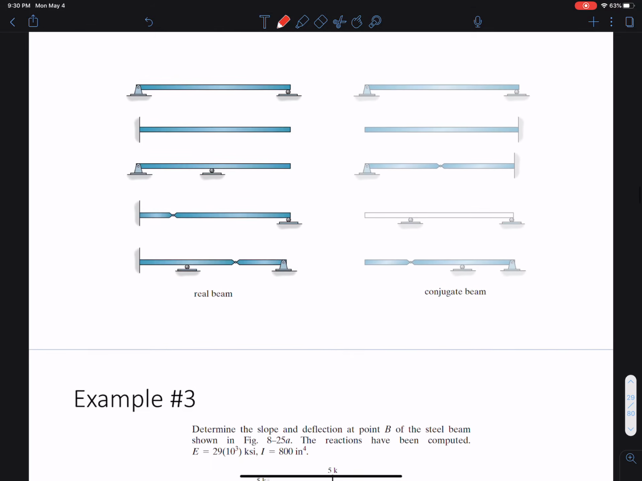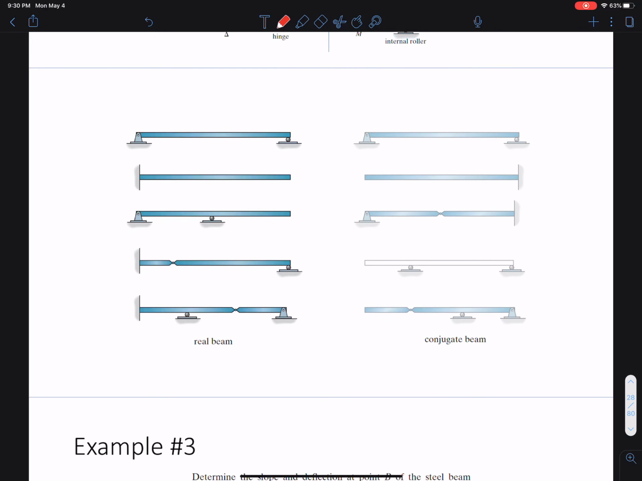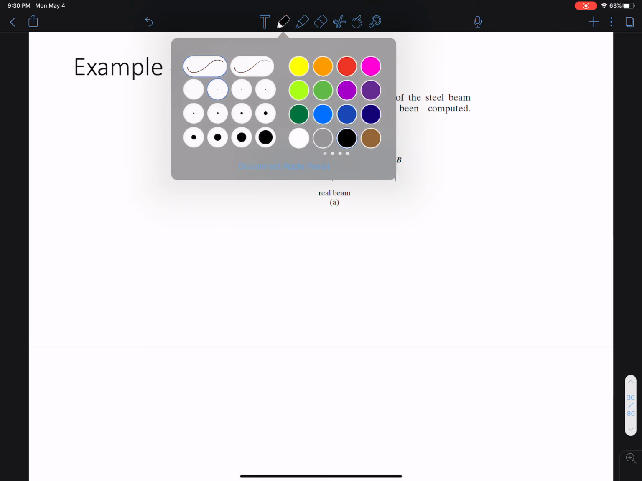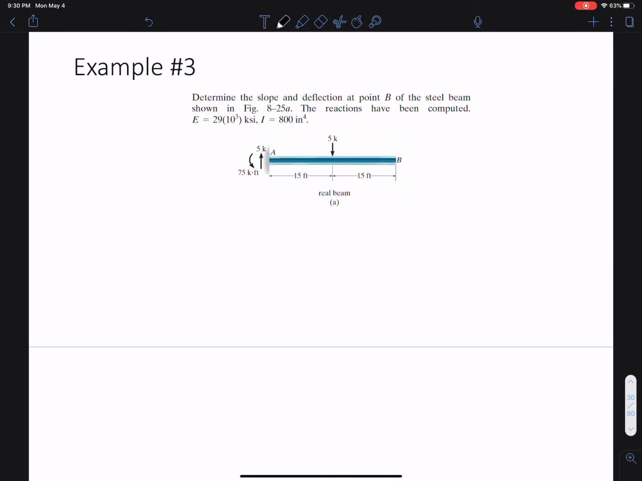And these are some examples of real and conjugate beams. This is a good one here. You can see that we had a fixed and we had free, and now we have free, fixed. We just switched them for a cantilever. All right. So we're going to go through this example so that we can understand exactly how to implement the conjugate beam method and what that looks like.